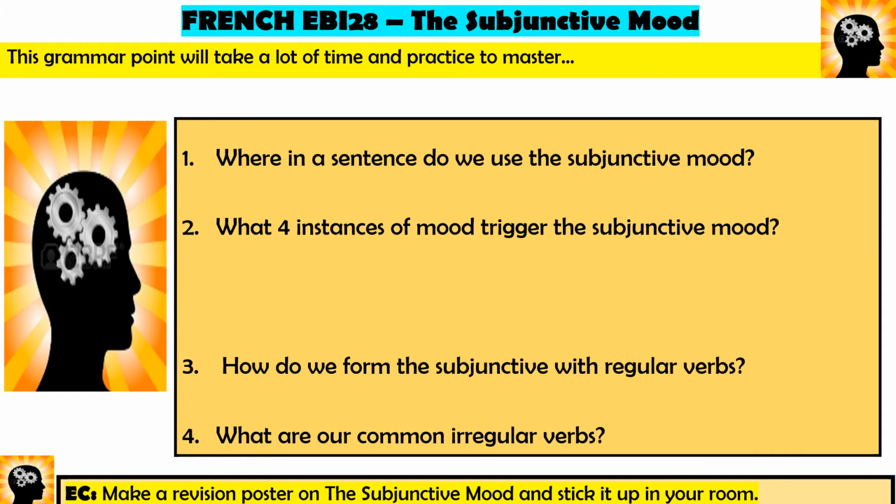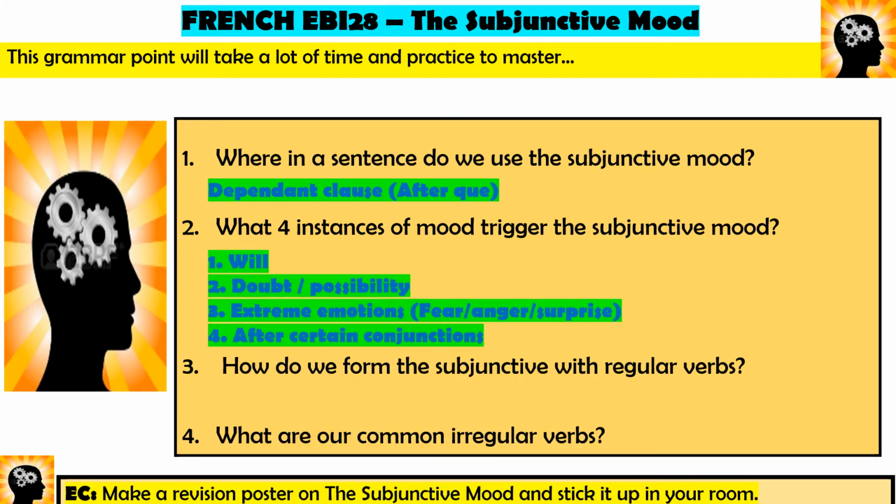Just a quick reminder then, the subjunctive is in the dependent clause after the que. The main clause creates the mood, then the dependent clause shows it by changing the verb. The 4 instances are verb of will, verb of doubt or possibility, extreme emotions, and after certain conjunctions, pourvu que, bien que, quoique, etc. Alright, so that's actually the hardest bit of the subjunctive. 3 and 4 aren't easy, but they're more straightforward. Let's look at how to form it with regular verbs and irregular verbs.